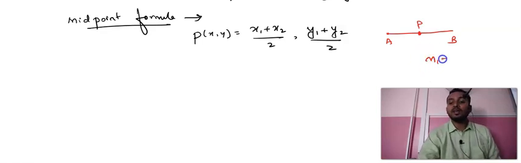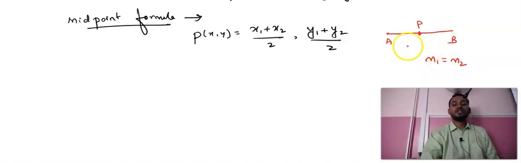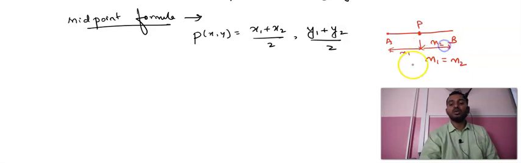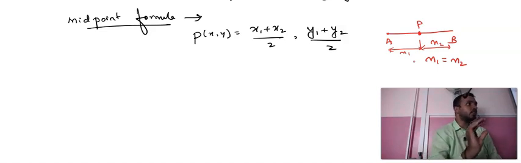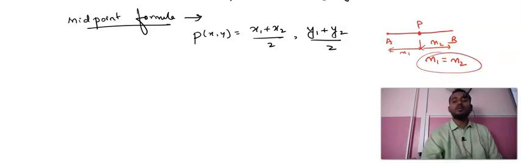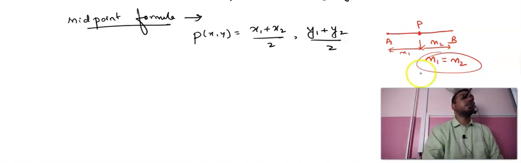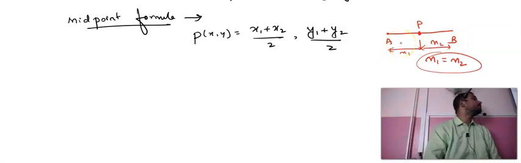That is, M1 is equal to M2. Understood? From here to here, it is M1. From here to here, it is M2. If both the ratios are the same or equal, then we call it the midpoint formula. This is the basic difference. Here M1 and M2 values are equal. For example, from A to P, if it is 3 units, B to P is also 3 units only. Both have the same units, same values. Is this clear? Then we call it the midpoint formula.